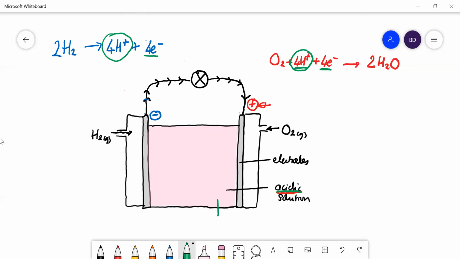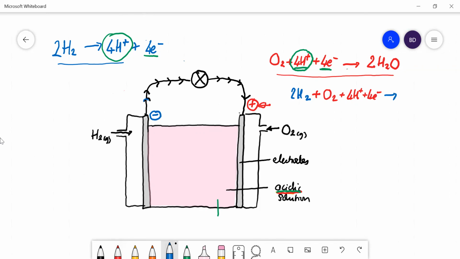So the concentration of H plus ions in this solution doesn't change. And if you combine the blue equation with the red equation, you can probably see what happens. The reactants are 2H2, and from the red equation O2, 4H plus, and 4e minus, and they go to, well, what products do we get on the blue equation here? We get 4H plus, and we get 4e minus, and from the red equation of the positive electrode we get 2H2O.